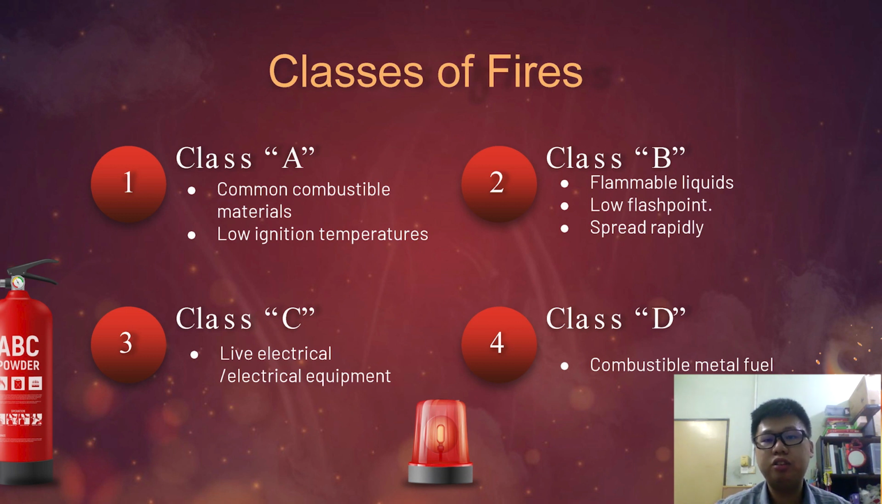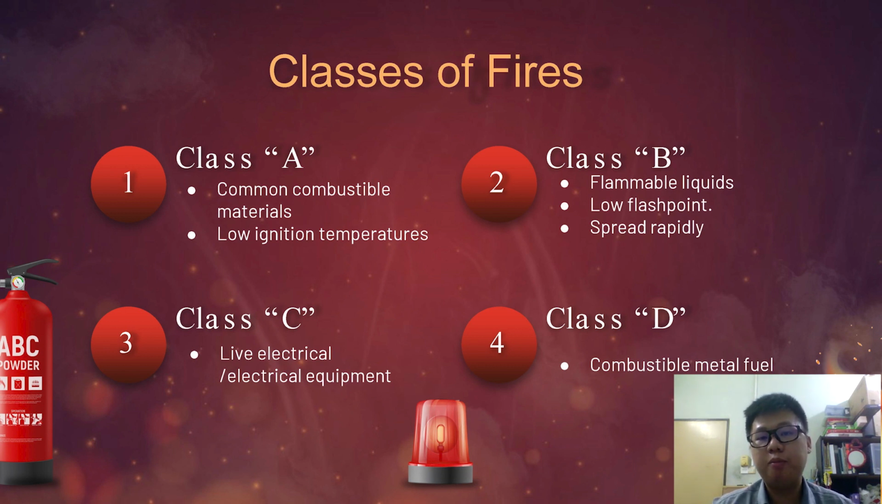Class C fires are those that have live electrical current or electrical equipment as a fuel source. Such fuel sources could include electrical tools, appliances, motors, and transformers. Class C fires are most common in industrial settings that deal with energy and electrical power equipment like wind turbines. However, Class C fires can also occur in commercial and residential settings due to issues like faulty wiring. Class D fires describe those fires that occur with a combustible metal fuel source.